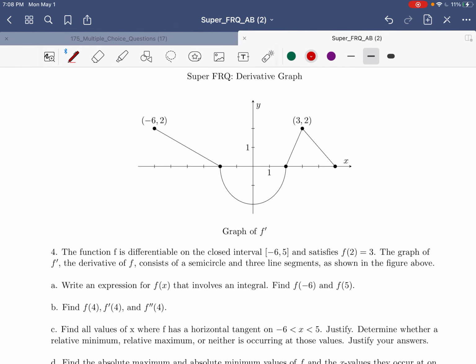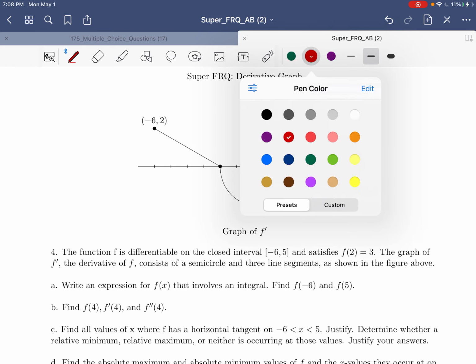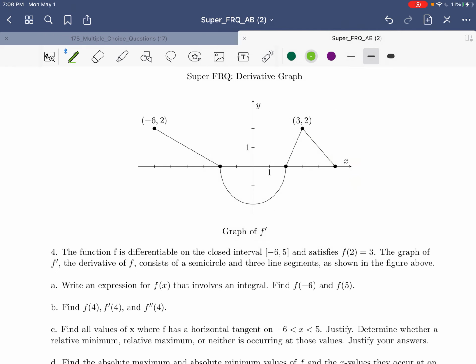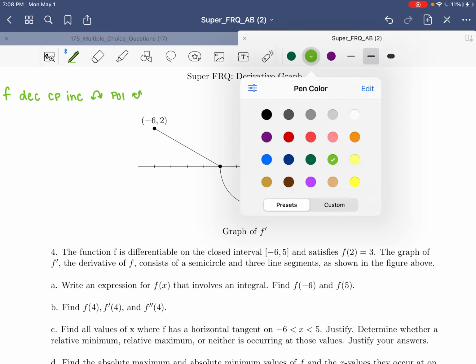Okay, here's a super FRQ with derivative graphs. Before I even start this one, I'm going to make my chart that I always make. Starting off, I have F, and I know this is going to go decreasing, critical point, increasing, concave down, point of inflection, concave up.